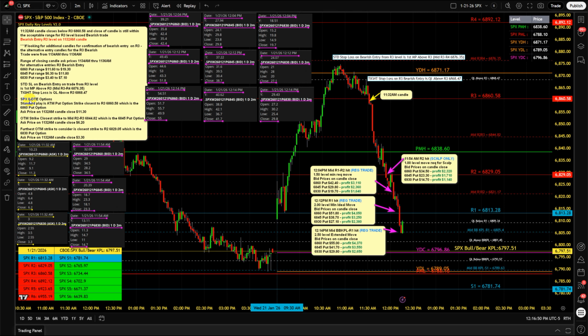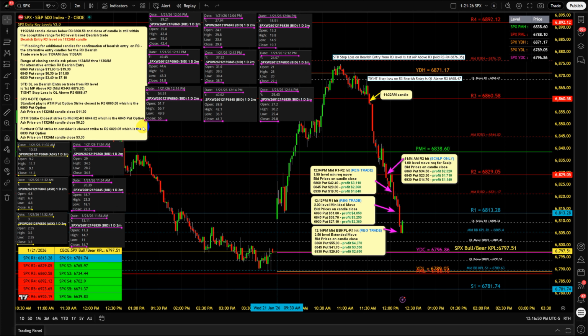Okay, so now we have the three option choices. The at the money standard play, 68.60, is near 68.58. So the 68.60 strike. This is a bearish play, so it's a put option. The 68.60 put option, the price on the candle close is $11.30. Those are shown here with the ask prices on the 2-minute data boxes for the candle close of the 11:32 a.m. candle. The range on the two succeeding candles was anywhere from $11.60 to $19.30. So you can just keep that in mind as we go on.